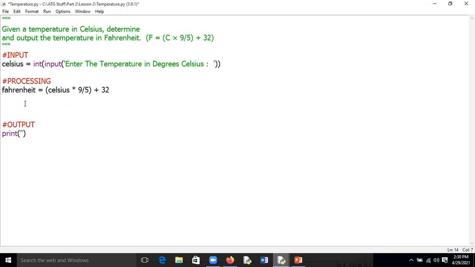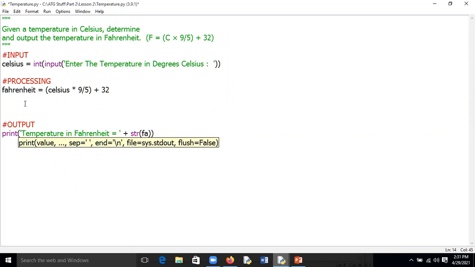So we're going to say temperature in Fahrenheit equals, and once again, we have to cast Fahrenheit to string, and we're going to display that. And I'm going to actually do a few more things, and you'll see what we're going to be doing with that.